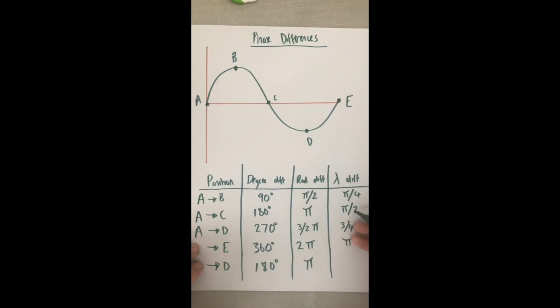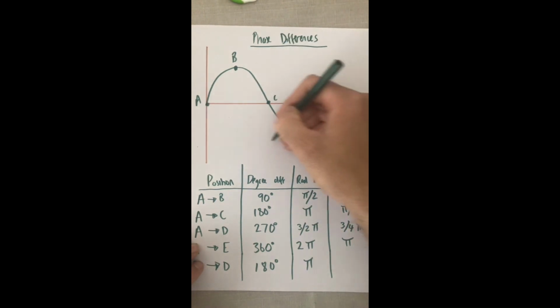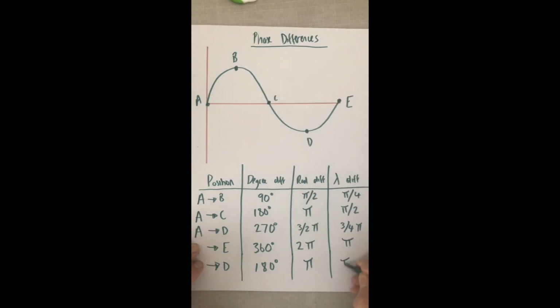And then the wavelength difference between that point and that point, which is that distance there, is actually just pi over 2.